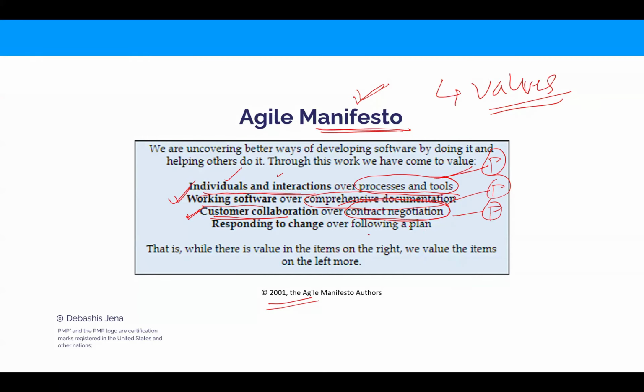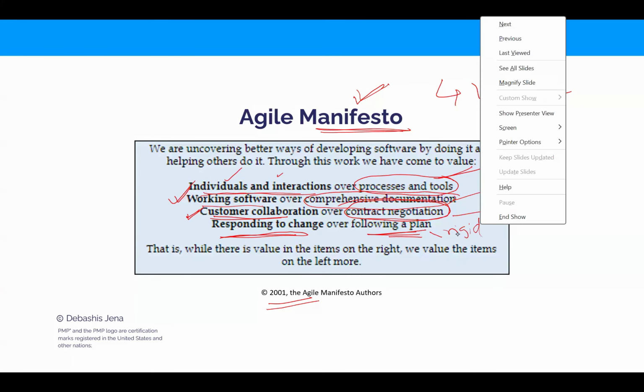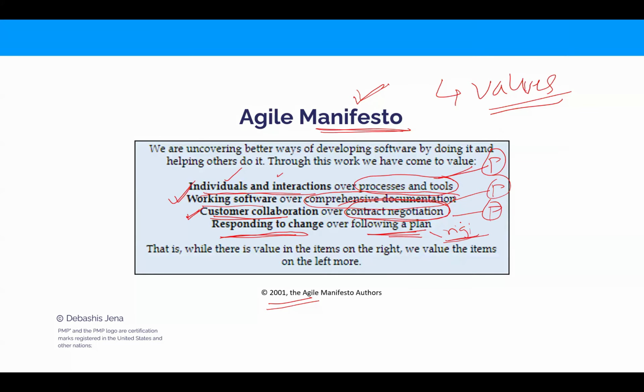Then the last one, responding to change over following a rigid plan. As you already know, in predictive, we create a rigid, detailed plan, and for the rest of the project, we just follow through on that. But what these people said is that we should be open to changes. We cannot follow a rigid plan. In this fast-changing world, expecting that what the customer said, or the requirements it gave 10 months ago, would never change is very, very unlikely. So we should be open to changes. If we're not entertaining changes, then we're not helping the customer.